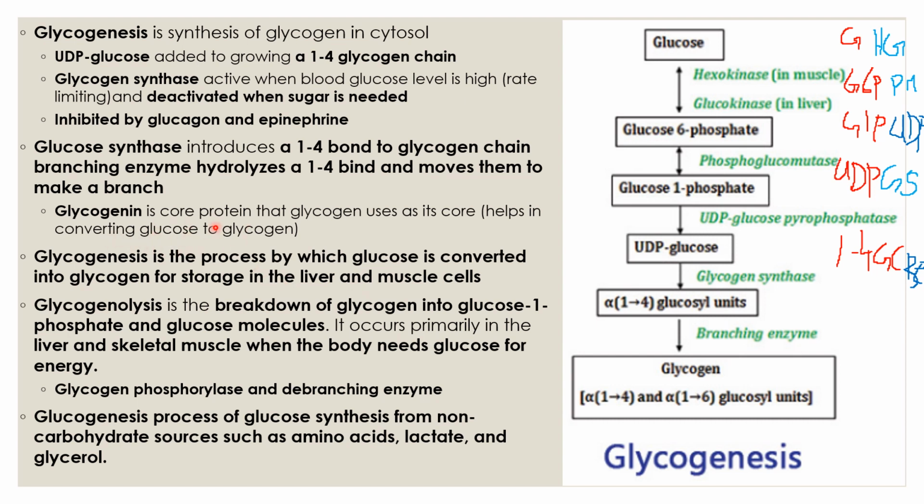And then glycogenin is a core protein that a glycogen uses at its core, and it helps in converting glucose into glycogen. Alright, so glucose to glucose 6-phosphate, and then glucose 6-phosphate to glucose 1-phosphate. So far we have three glucose. It goes glucose to glucose 6 to glucose 1, alright, and then from glucose 1 it goes to UDP, and then from UDP it goes to the alpha 1,4 glucosyl units, alright. They make the units so they can be branched later and make a glycogen. They add up, they make a glycogen, okay.